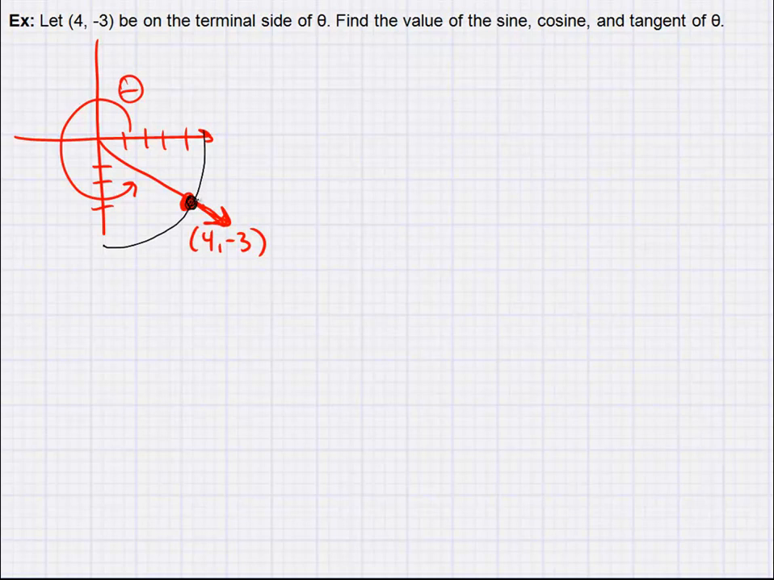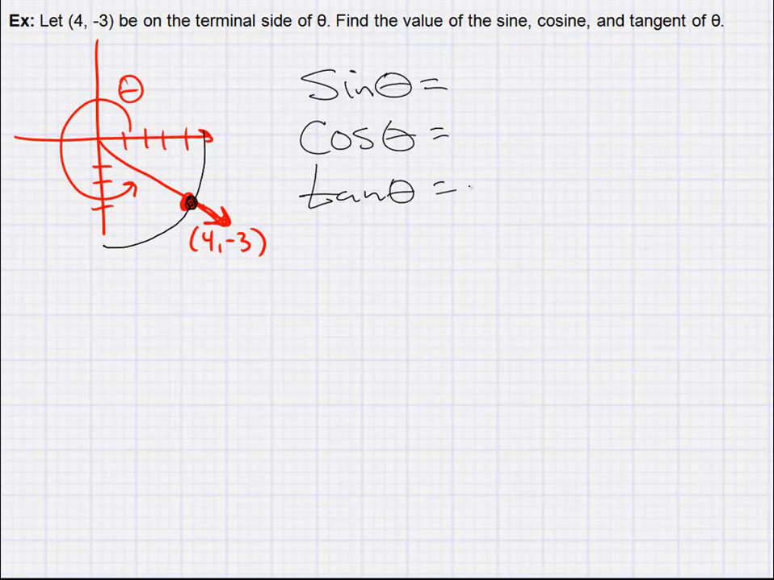So now what I want to do is find what the sine of theta, the cosine of theta, and the tangent of theta are. Well, I need y over r for sine, x over r for cosine, and y over x for tangent. And I use these formulas because I have to assume that this distance right here is not 1. This is my r. I don't know if it's 1 or not. There's no way of knowing unless I calculate it. So if I assume it's not 1, I'm covered whether it is or isn't. So let's figure out what r is first.